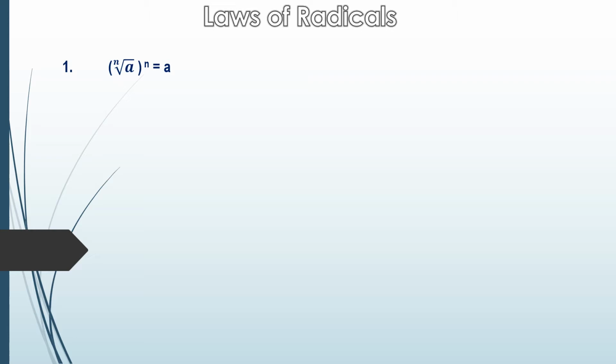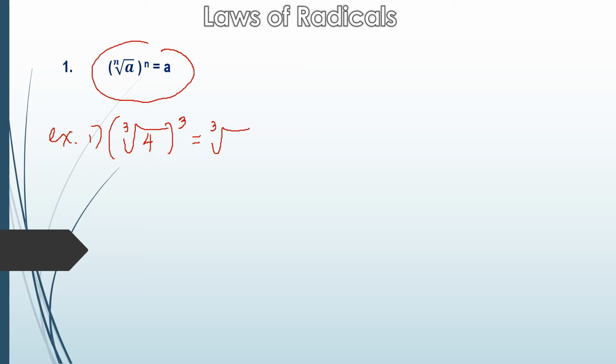So the first law of radical, we have the nth root of a quantity a raised to the power of n is equal to a. So this is if the index is equal to the exponent. Say for example, we have the cube root of 4 raised to the third power. Keep in mind that this expression is the same as the cube root of 4 cubed. So applying the given law, this expression is simply equal to 4.